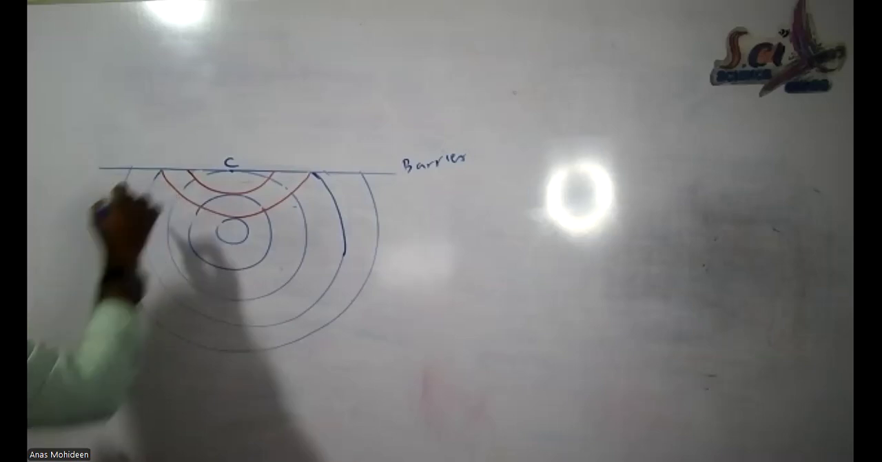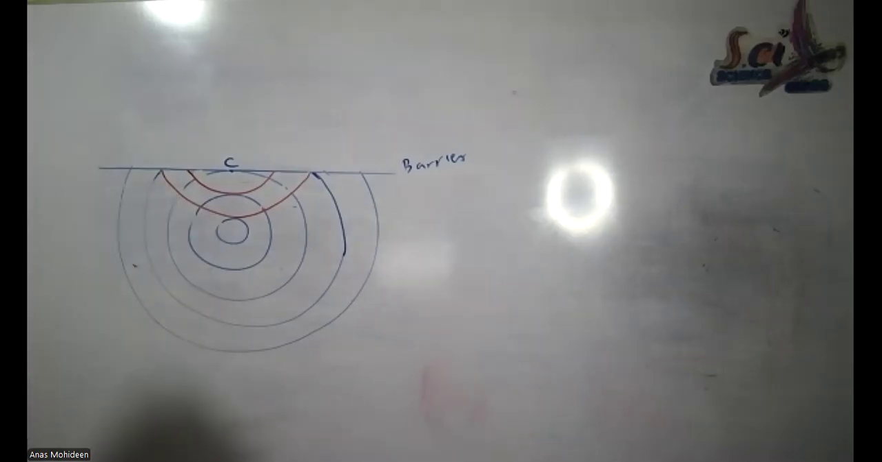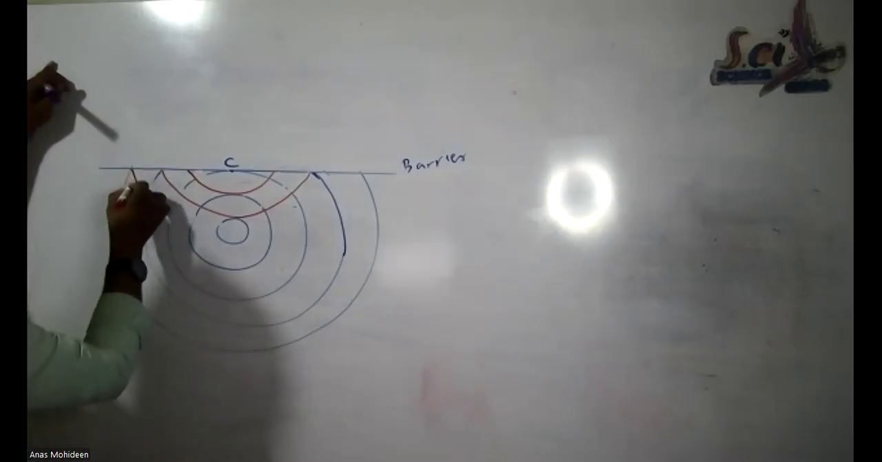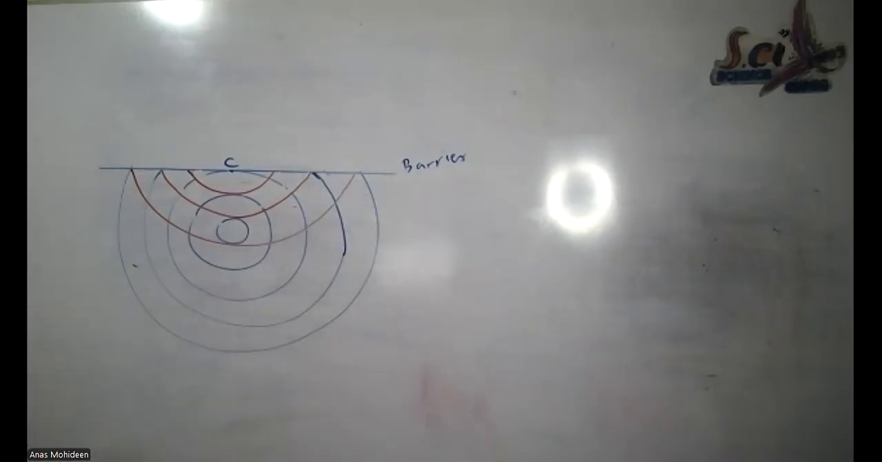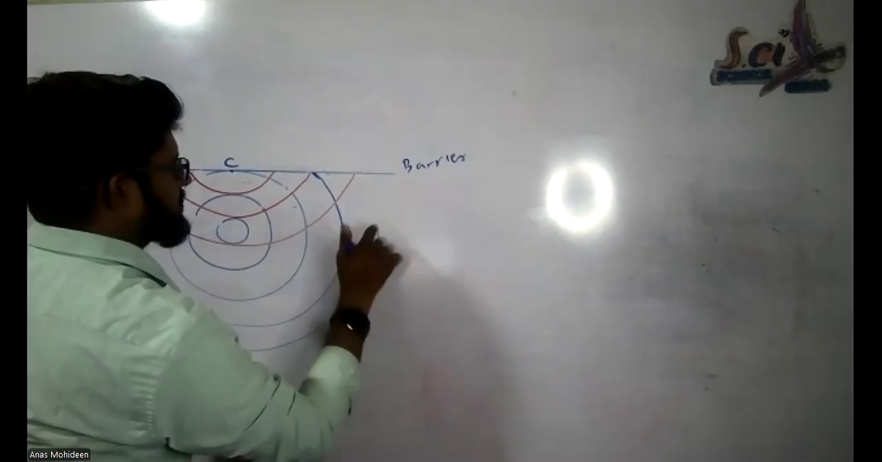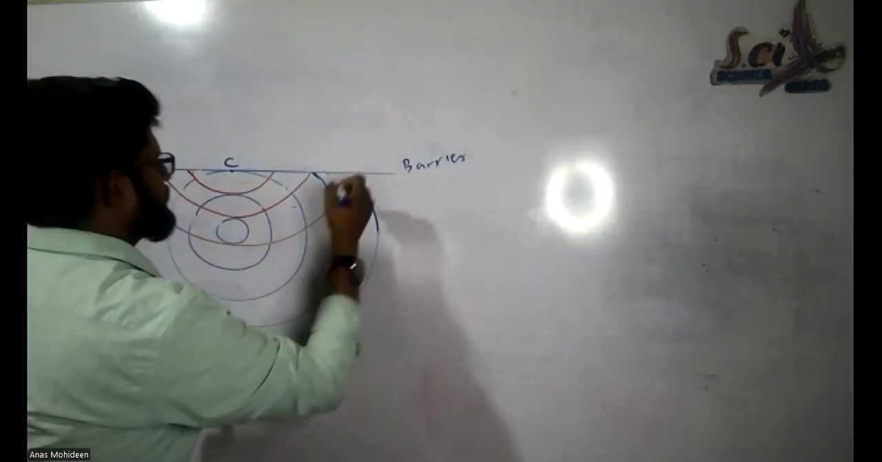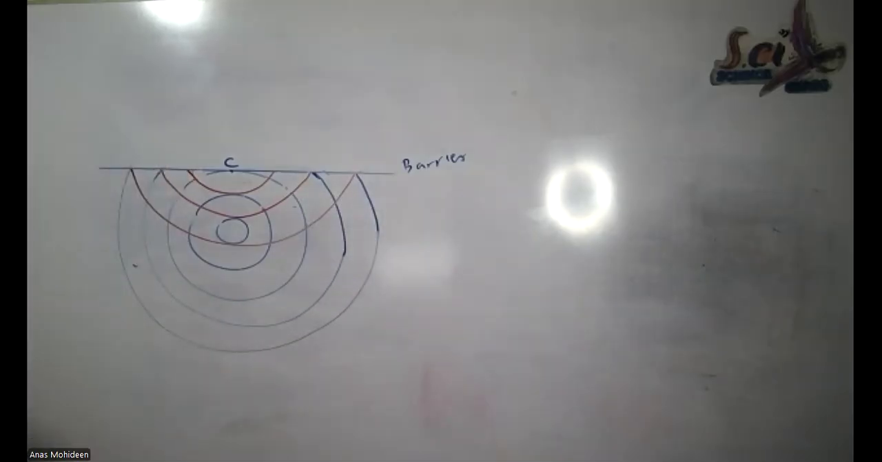You can see both sides. Minimum 3 you have to mark. Minimum 2, minimum 2 you have to mark. So the next one also you can take it like this. I can take it closer. Okay. So they are the reflected wavefronts.